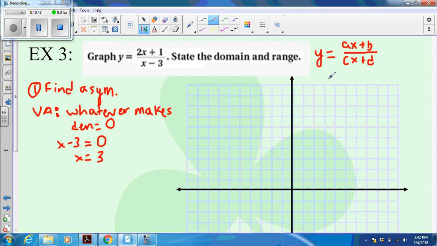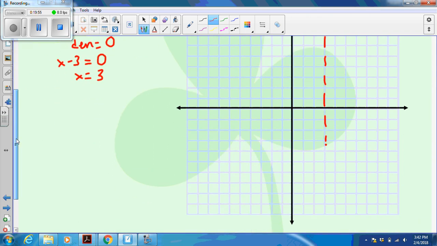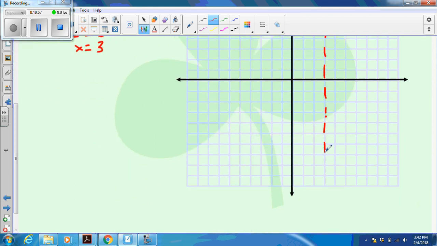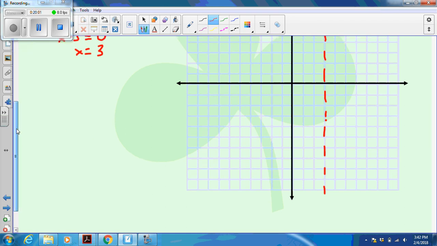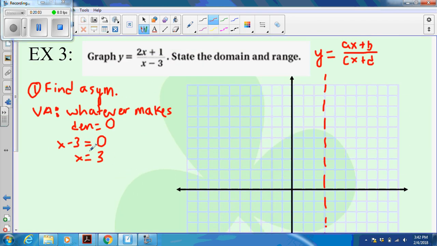I'm going to go ahead and draw that. There we go. I'm going to scroll down just a little bit so I have my vertical asymptote going all the way down. There we go. So x equals 3 is our vertical asymptote because that number is what makes our denominator 0. So you will do that every single time when you have this form to find your vertical asymptote.